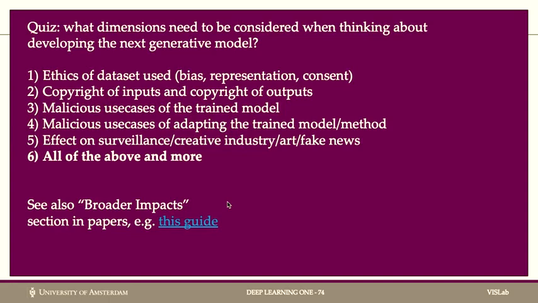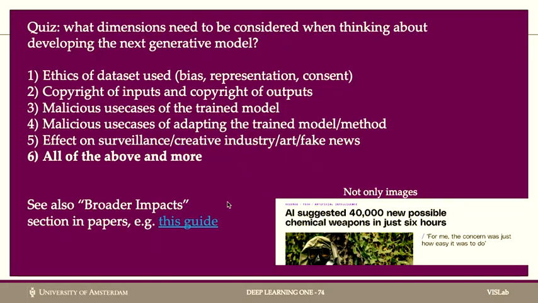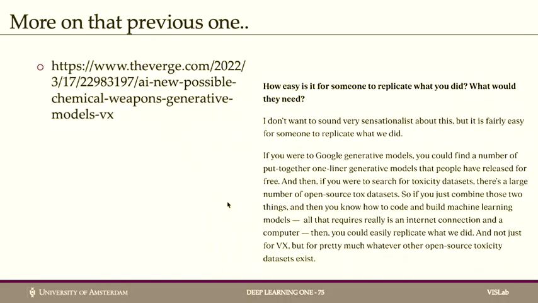In fact, we are often encouraged to write about potential impacts in research papers as well. I've linked a guide on how to think about that. As generative AI, the impacts of it are not limited to just images. So someone ran this generative method which generates new molecules and simply turned around the logic. So instead of trying to generate molecules which are not harmful, just turn it around and you can generate molecules which are extremely harmful.